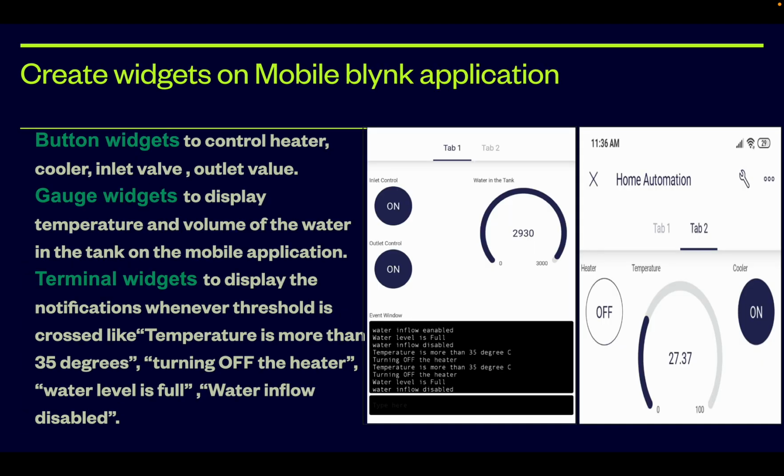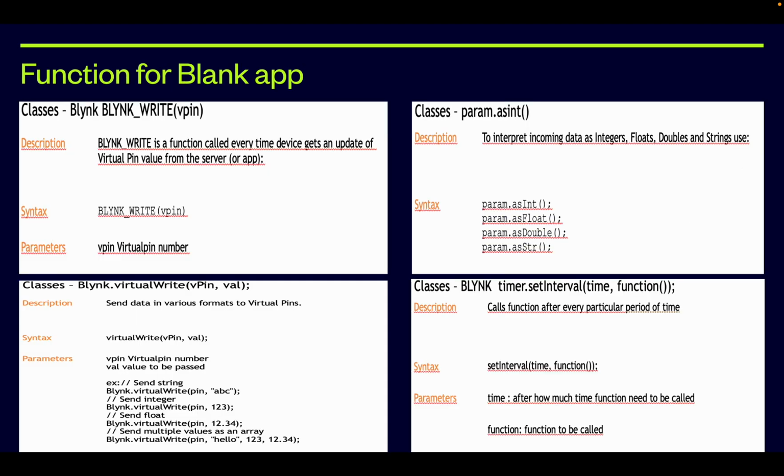This is the interface of the Blynk mobile application. As you can see, there is inlet control and outlet control, and there is a gauge to represent the volume of the water. There is a notification window where we can see the notifications from time to time. Similarly, for temperature, we have a heater, a cooler, and a temperature gauge. Now, to use the Blynk application, we are using these functions.